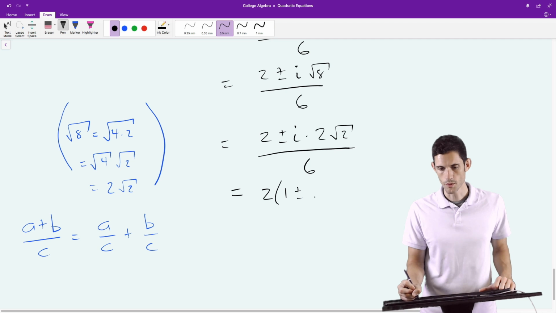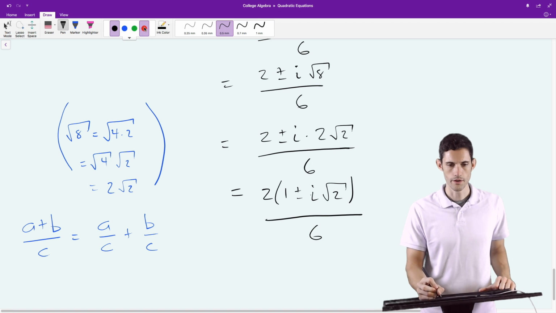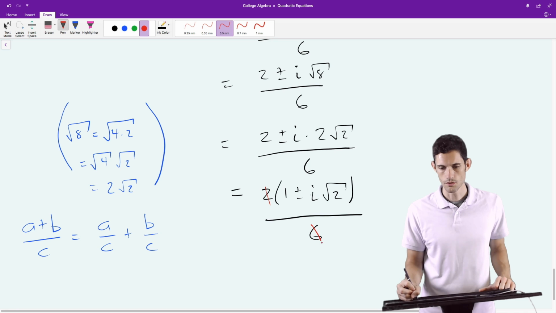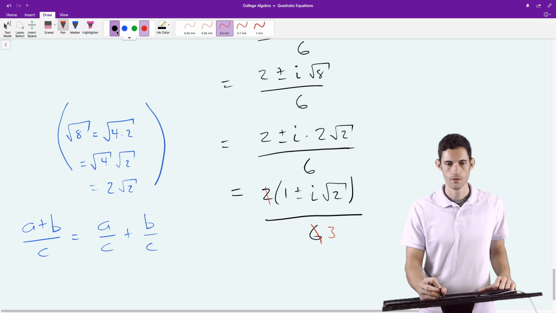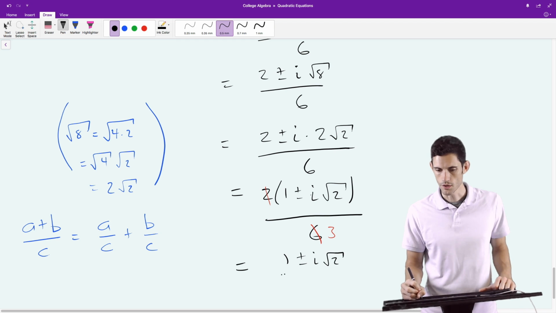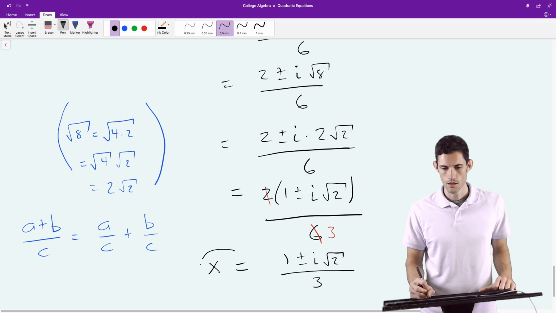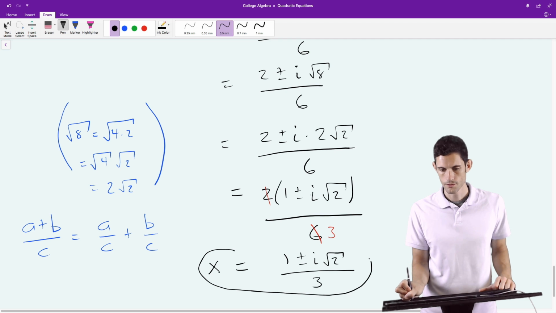So now I've got 1 plus or minus i times radical 2 over 6. And then I can just cancel here. Cancel, cancel, get a 3. So now I've got 1 plus or minus i times radical 2. The square root is also called a radical. And that's divided by 3. This is x equals. So that is a nice looking answer.